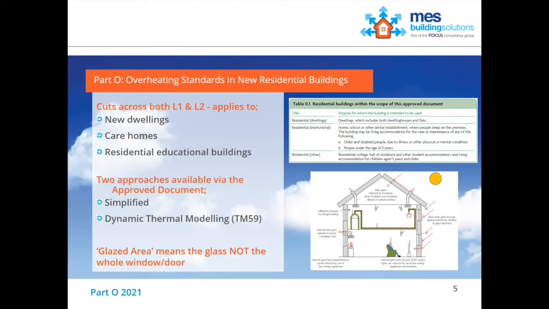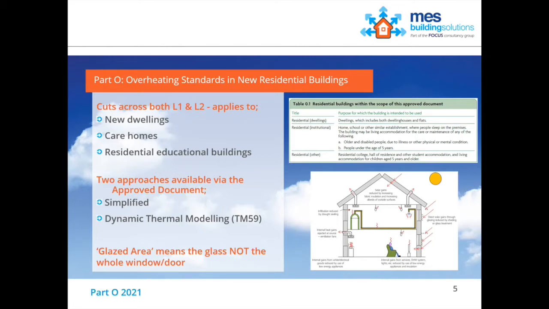Schools as well don't actually fall under the remit of Part O. It's only looking at residential buildings at the moment. There are the two approaches: the simplified route to compliance and the DSM. They are very different means of doing it. The simplified one is very simplified. It is very prescriptive, as we'll see.